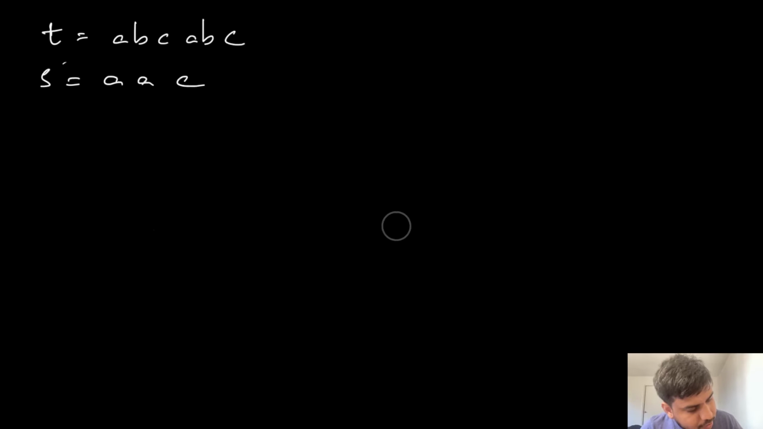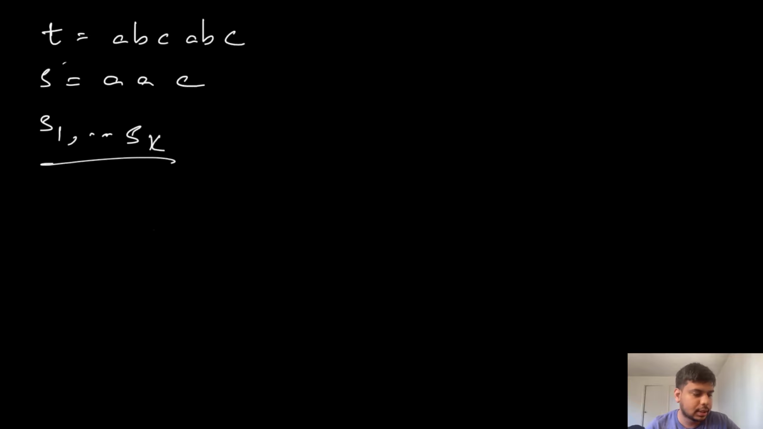Now they're telling us we have s1 to sk. We have multiple strings coming in as a stream, and k can be very high, greater than or equal to 10 power 9. How will we solve this?